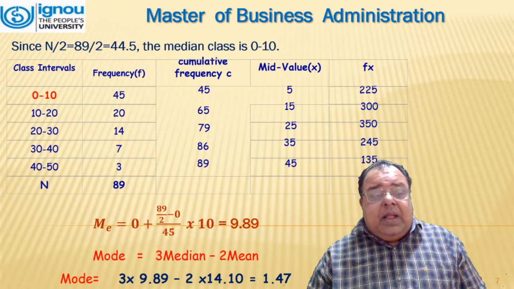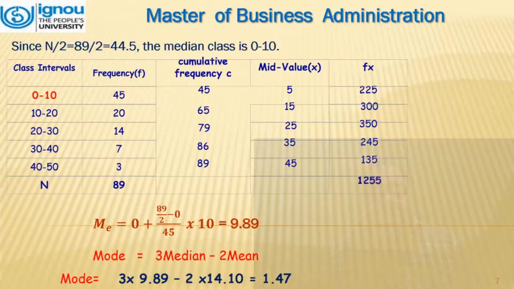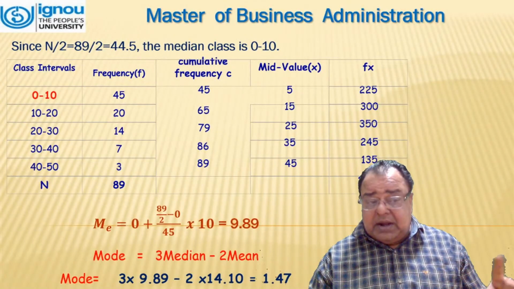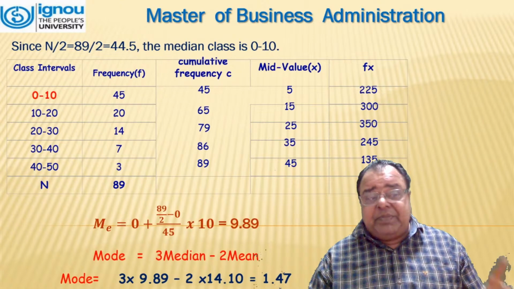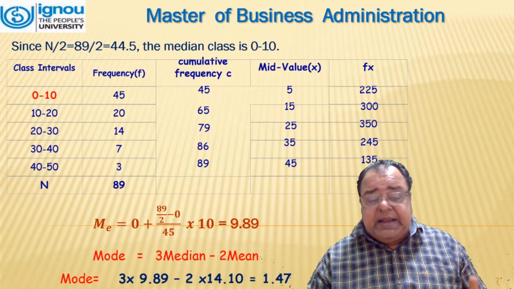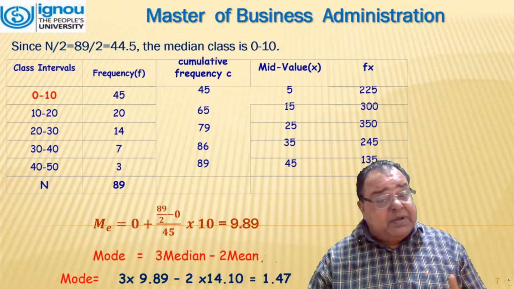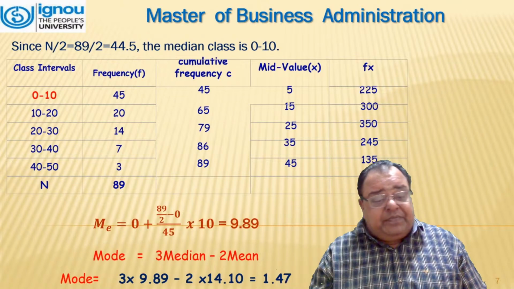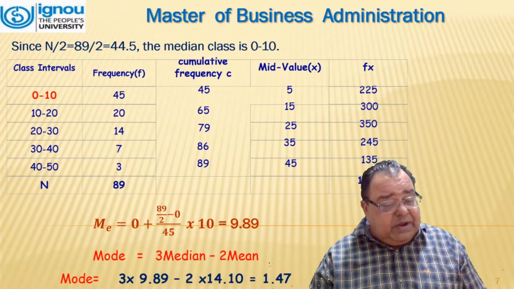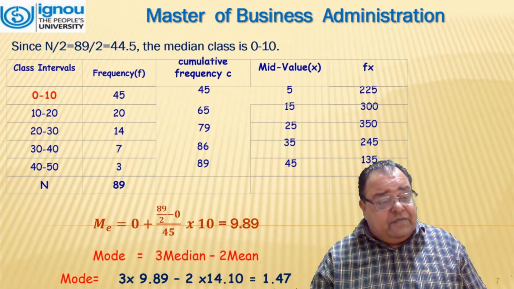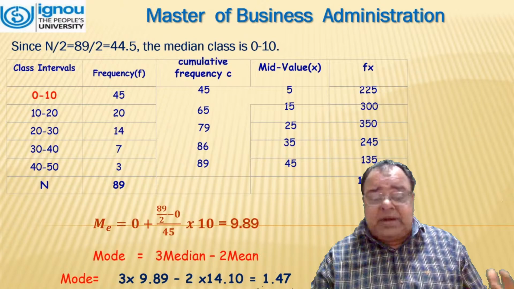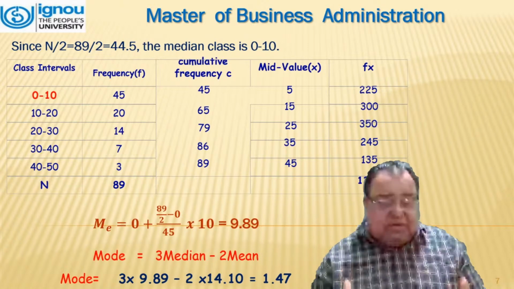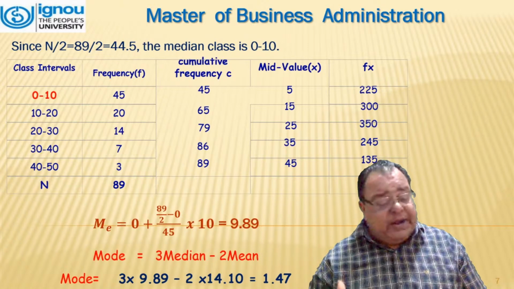Going back to the formula, your L that has already been marked as red. That is 0, the lower limit, 89 by 2 minus PCF. PCF here is 0 because there is no element above 45. And the frequency of the median class is 45. And the difference between the upper limit and lower limit is 10. After calculating this, we will get 9.89.